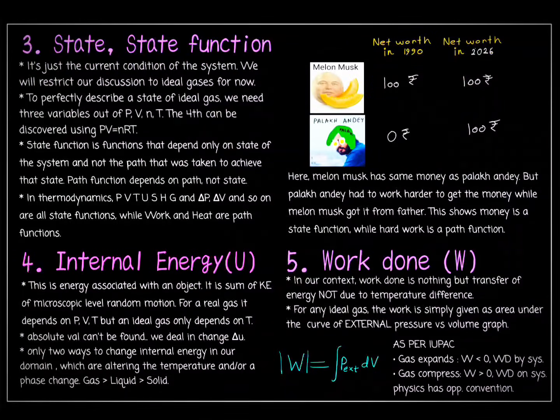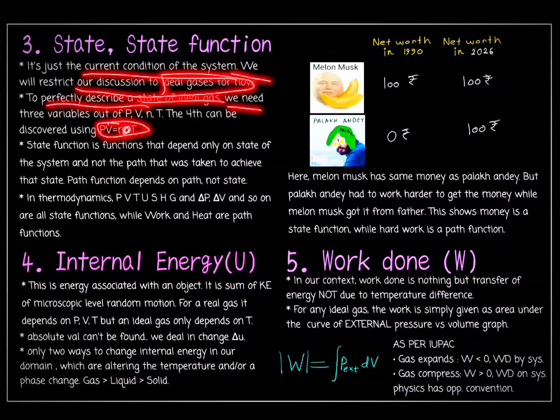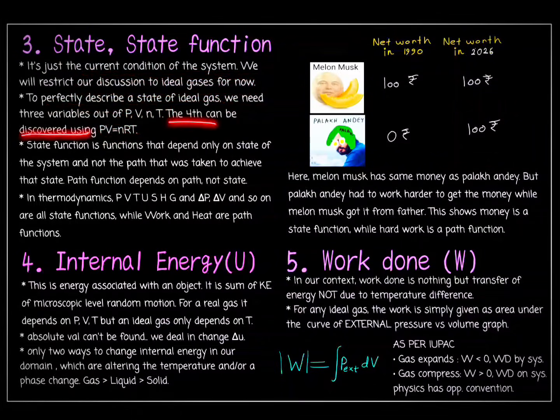So let's now look at what is state and state function. State is nothing but the current condition of the system, and we will restrict our discussion to ideal gases for now. To perfectly describe a state of an ideal gas, we need three variables. You know the equation PV is equal to nRT. Since R is a constant, we need three variables out of P, V and T. So we can describe the state perfectly, and the fourth can be discovered using the equation itself. And what is a state function, you may ask? State functions are functions that depend only on the state of the system and not the path that was taken to achieve that state. Path function depends on path, not state.